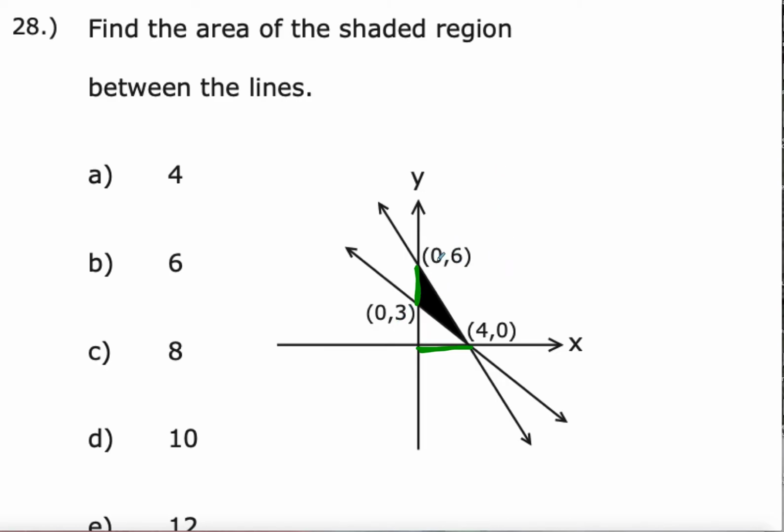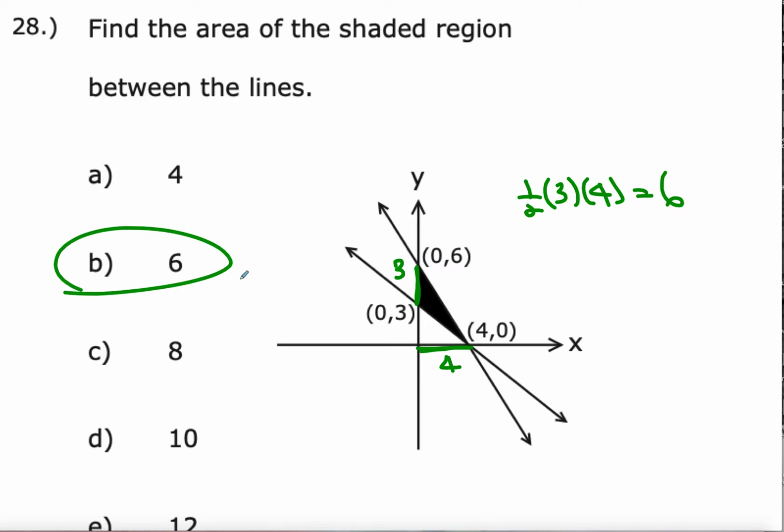So from 3 to 6, what's your base? Base is 3. What's your height here? That's the x value, which is 4. Then 1/2 base times height, which is half of 12, which is equal to 6. Choice B becomes the answer.